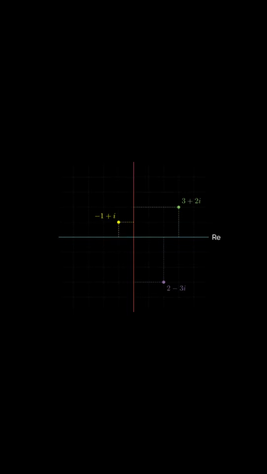Each complex number has a unique position on this plane, similar to how coordinates work in a regular Cartesian system. The real part determines how far left or right we move, while the imaginary part determines how far up or down we move. This geometric interpretation gives us a powerful way to visualize complex numbers. Just as we can plot points in a 2D coordinate system, we can represent any complex number, a plus bi, as a point on this complex plane.